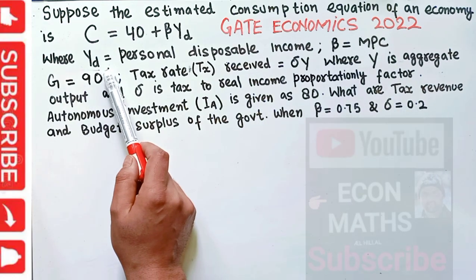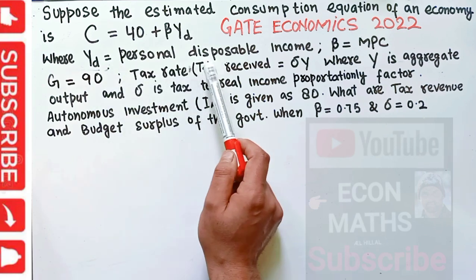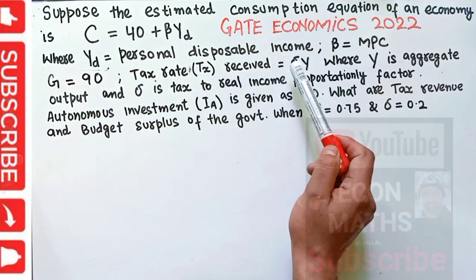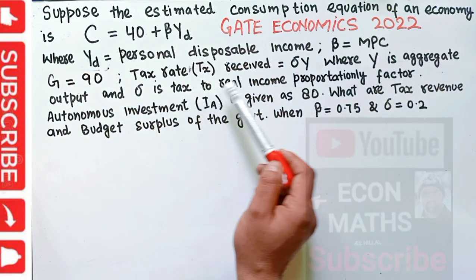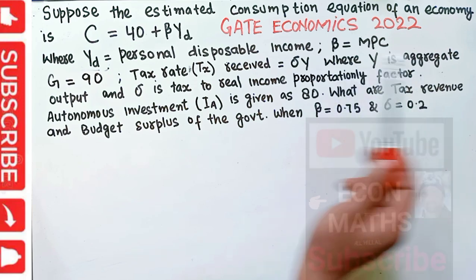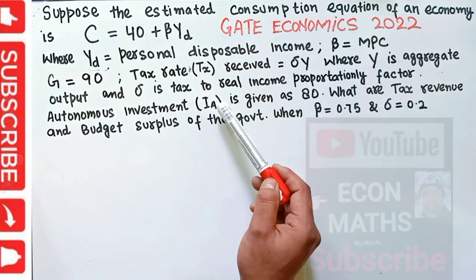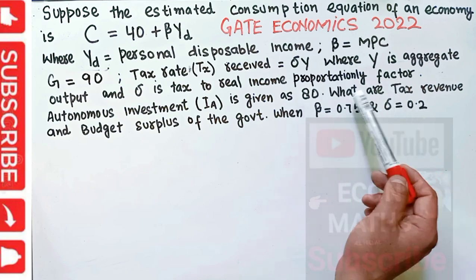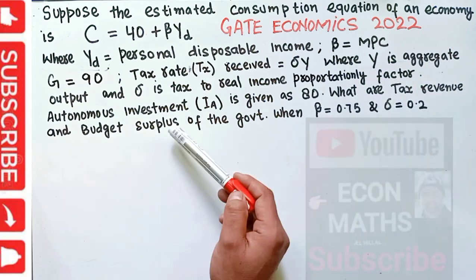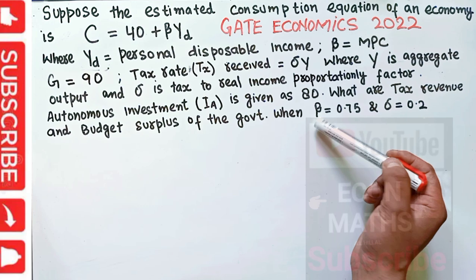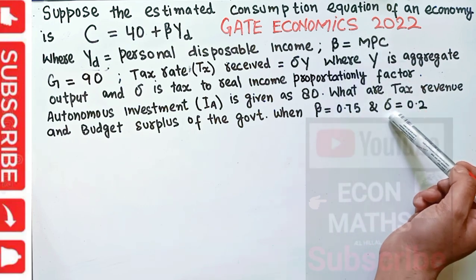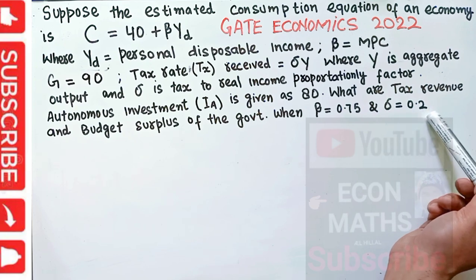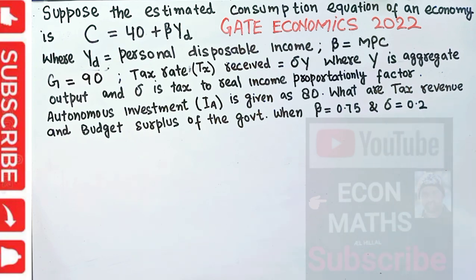Government expenditure is 90. A tax received, denoted by T subscript X, is equal to delta times Y, where Y is the aggregate output and delta is the tax to real income proportionality factor. Autonomous investment, that is I subscript A, is given as 80. We have to find out the tax revenue and budget surplus of the government when beta, which is our MPC, is given as 0.75 and delta, which is our marginal tax rate, is given as 0.2. Okay, so let us see how to solve this question.